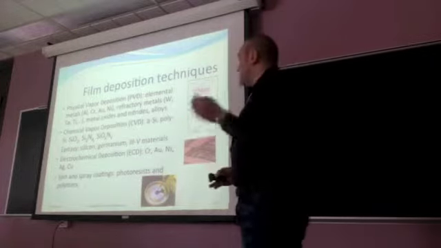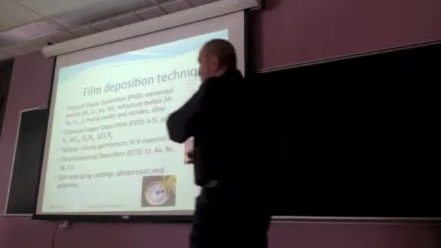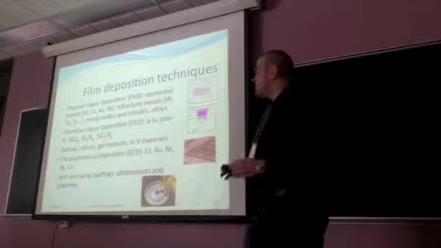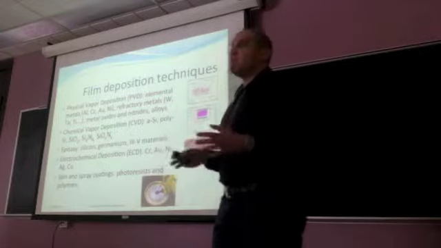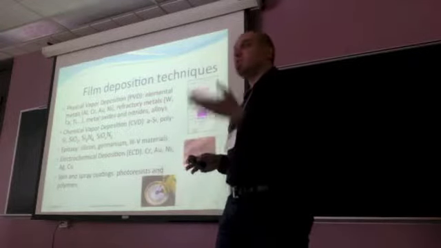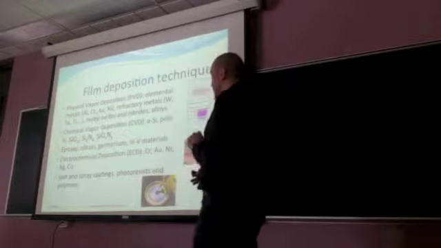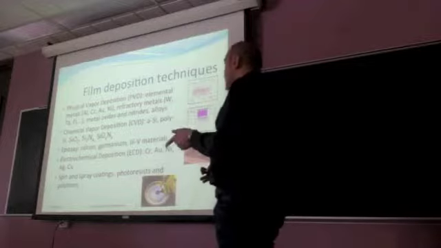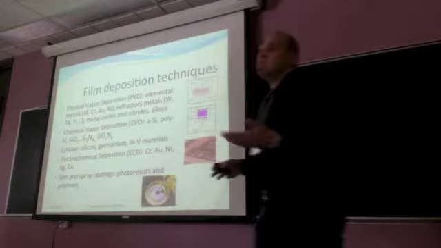The third one is epitaxy. Epitaxy is a special case of thin film deposition. In fact, the crystalline information of the substrate is transmitted to the deposited layer. Silicon, germanium, and 3-5 materials are typical materials grown by epitaxy.